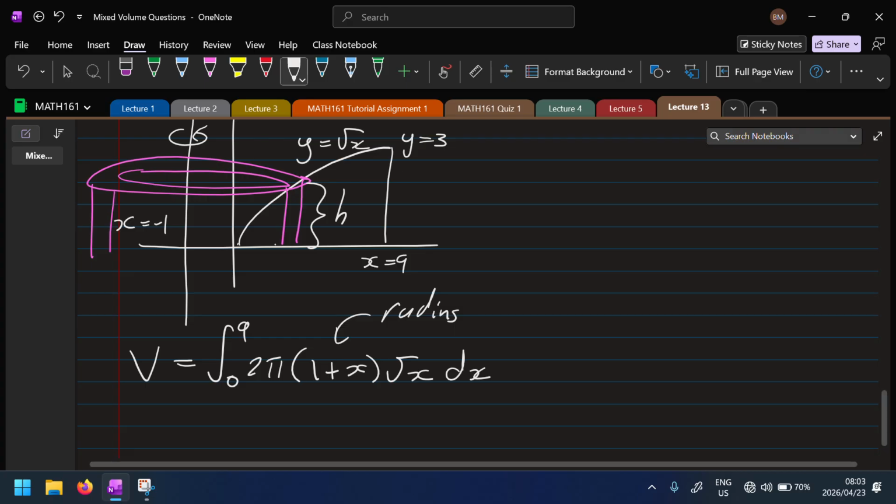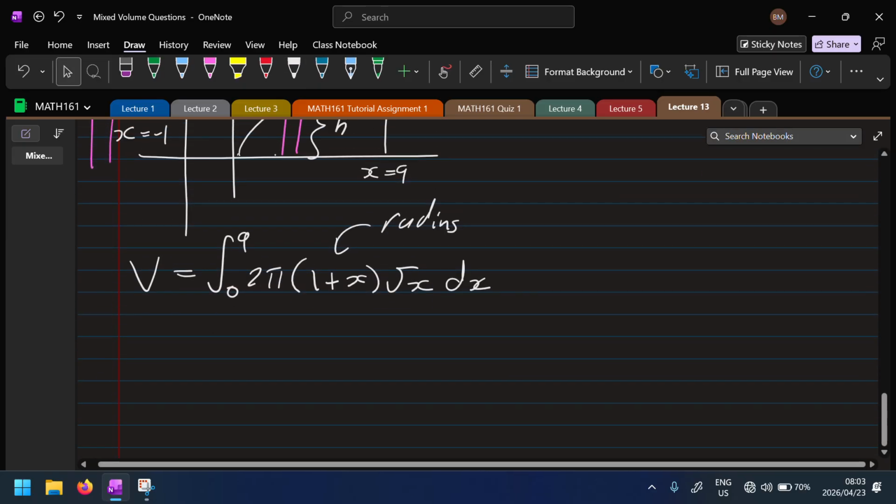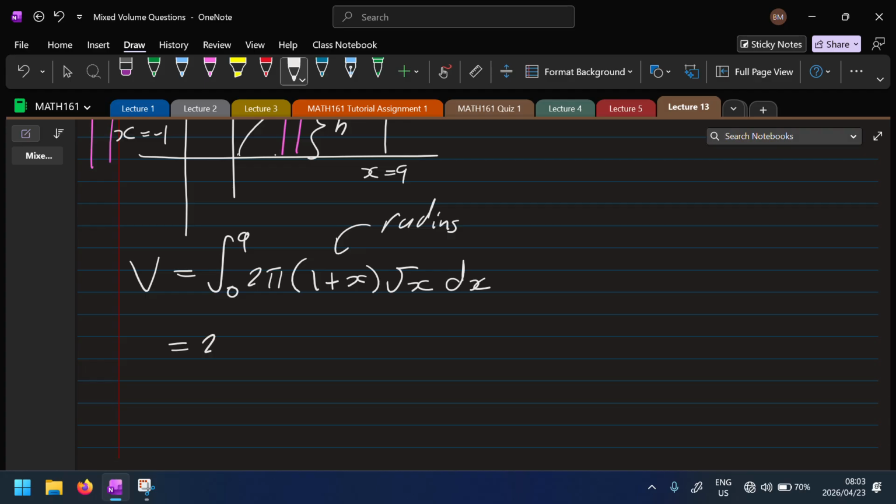Okay, so everyone see how we got this formula now? This is the radius of the shell, but we don't start from x equals 0 because the axis is at -1. So we need to add 1 to the radius. Let's see what this gives us. We're going to have 2 pi, that's just a constant, we can take that out. Integral from 0 to 9. This root x we can multiply inside.